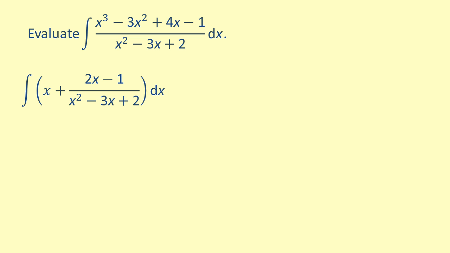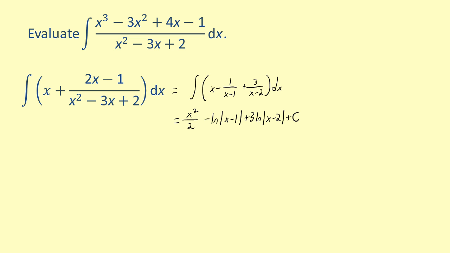We can now rewrite the second term in the integrand. We get the integral of negative 1 over x minus 1 plus 3 over x minus 2 dx. We now have a fairly simple integral to integrate. Thus, we get x squared over 2 minus the natural log of x minus 1 plus 3 times the natural log of x minus 2 plus c.